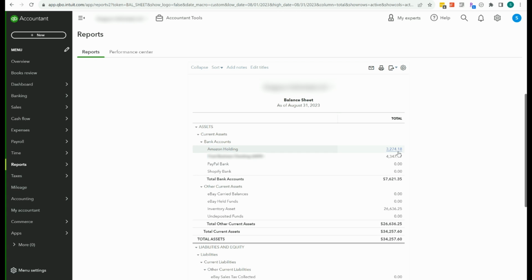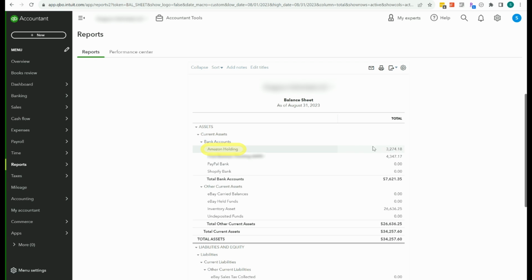Some people have asked me, is that like a receivable? Yes, it is a receivable. It's basically how much Amazon owes you. The reason why I set it up as a bank account and not as a receivable or another type of asset is because I just find within QuickBooks, the bank register where we were looking at Amazon Holding before is a lot easier to work with and see what's going on than the receivables register, and it's a bit more flexible. So that's why we call this Amazon Holding.